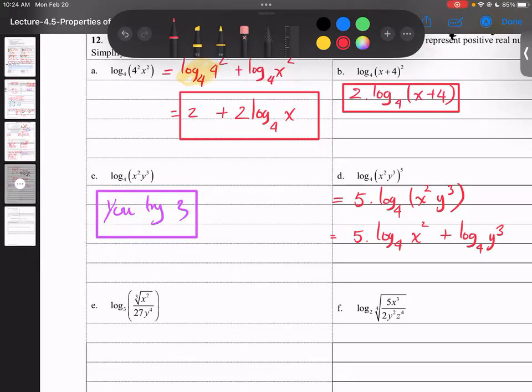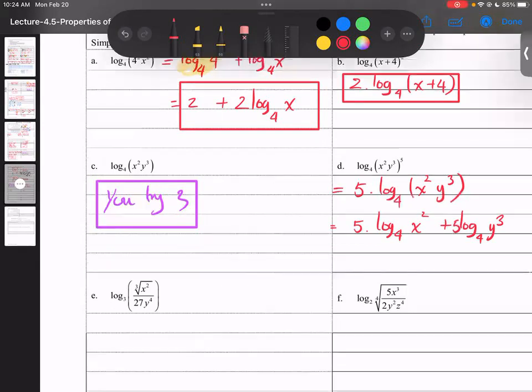Yeah, what am I missing? A 5, right? The 5 applies to both of them, not just one. So you're going to distribute the 5 to this one too. You don't have to put the parentheses around it. What else can I do next? Remember, I have to explain it as much as I can. Bring down the power, right? So 2 times 5 is 10 log base 4 of x. And then 3 times 5 is 15 log base 4 of y. Now I'm done.